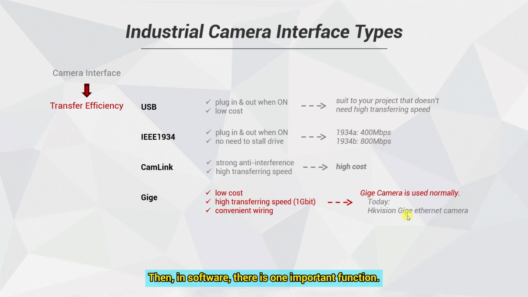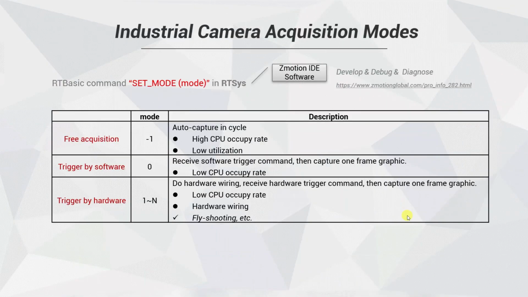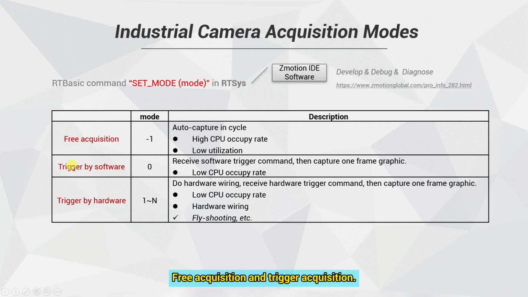Then, in software, there is one important function, that is, graphic acquisition. For this, there are 2 collecting modes: free acquisition and trigger acquisition. Under trigger mode, you can select by hardware or by software. The corresponding RT-Basic command is set mode.